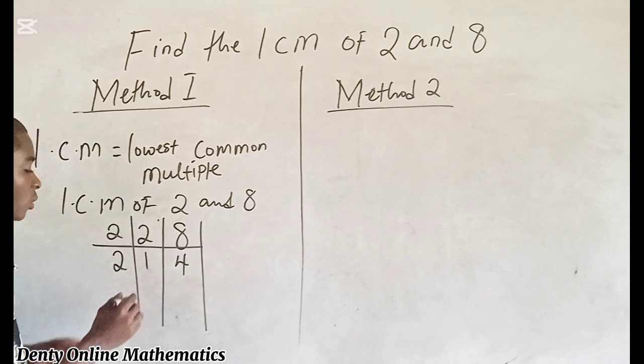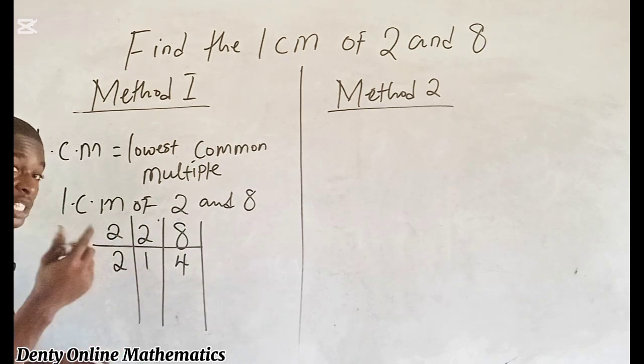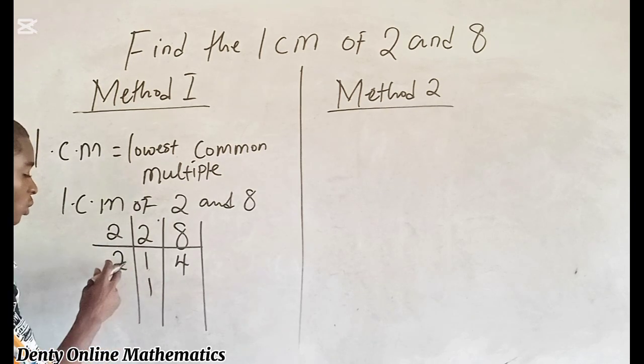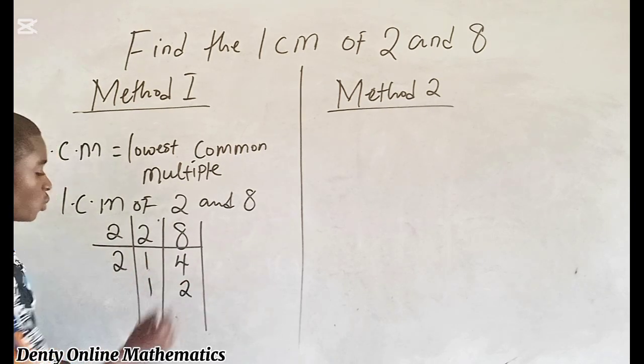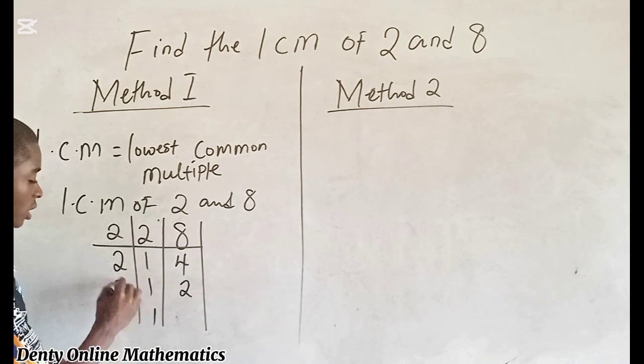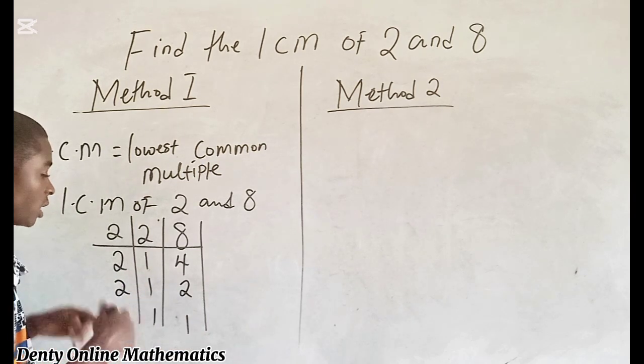Now you come down again. Once you get to 1, your work is done for that part. So 1 will keep coming up. So 2 will go into 4, 2. Just as I said, once you get to 1, your work is done. So this is for this row. This comes down. 2 will go into 2, 1. So at this point, our work is now done.